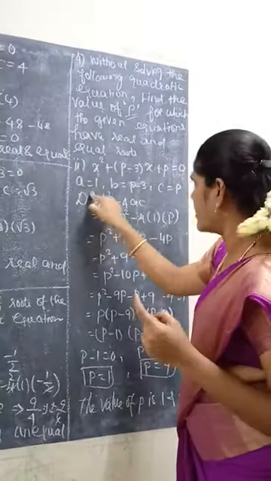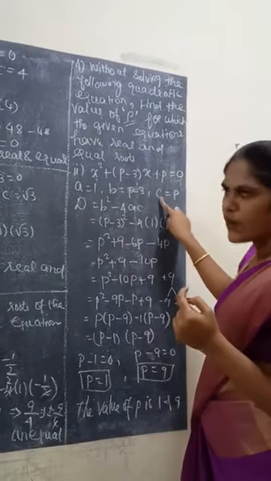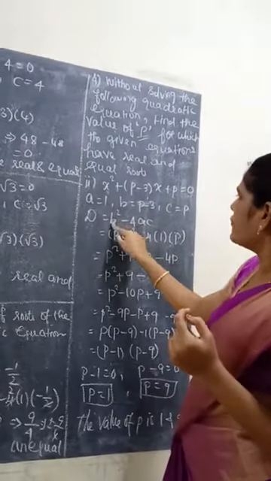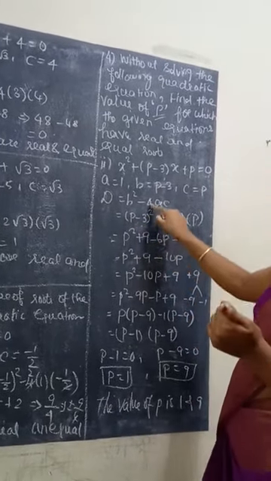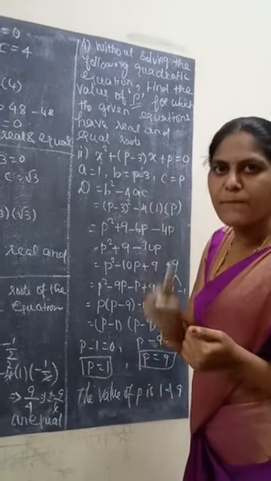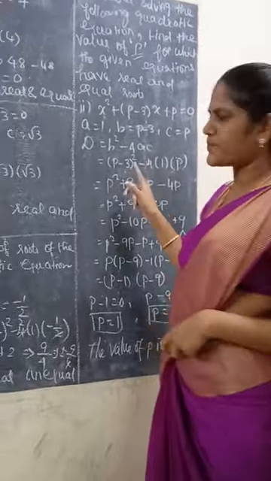What is a? 1. What is b? p minus 3. What is c? p. Constant. Discriminant b squared minus 4ac. What is b? p minus 3 whole squared, minus 4 into a 1, c p. Listen, this is the a minus b whole square formation. Expand this: a squared plus b squared, that is 3 squared 9, minus 2ab, so 3 twos are 6p. Minus 4 into p, 4p. So p squared plus 9 minus 6p minus 4p, minus 10p. So p squared minus 10p plus 9.